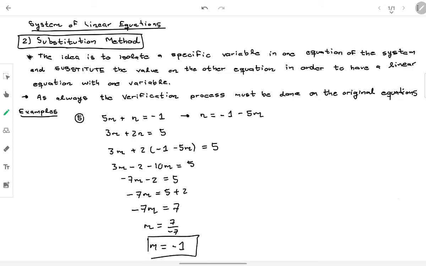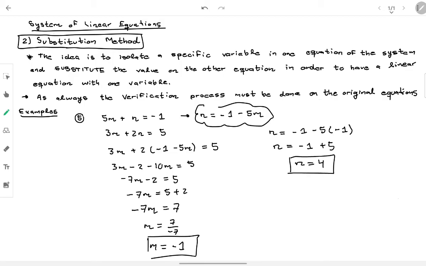We have the value of m. Here we can get the value of n. So it's going to be n equals minus 1 minus 5 that multiplies the value of m, minus 1. n equals minus 1 plus 5. n equals the value of 4. So we have the isolated answer, m equals minus 1, n equals 4. We can put it in coordinates. Remember, we will respect the alphabetical order. So it's going to be minus 1 comma 4. That will be our answer.